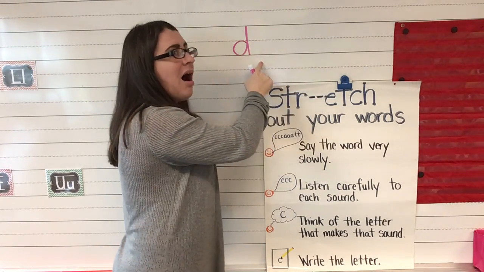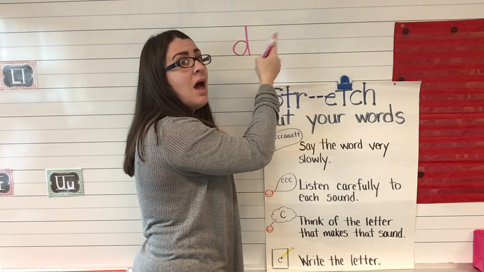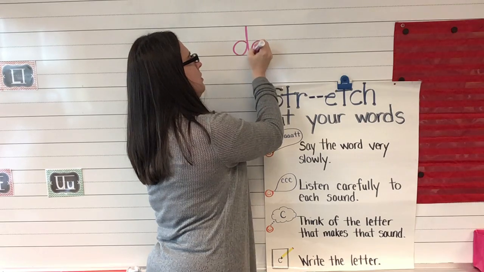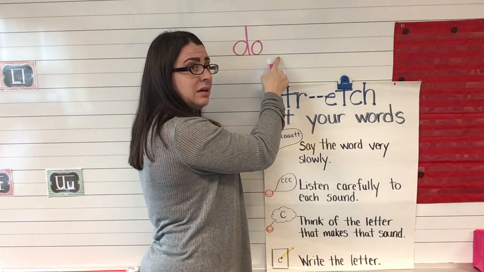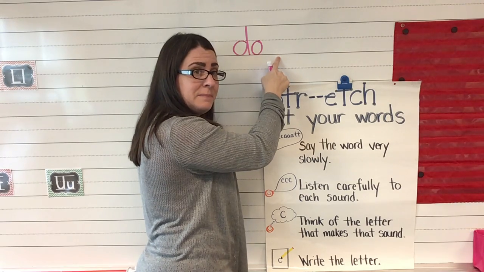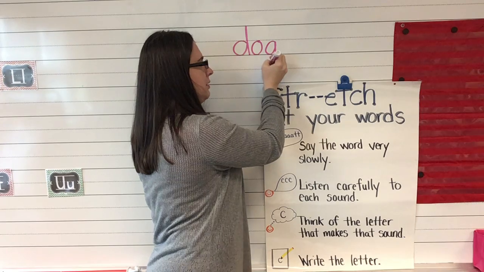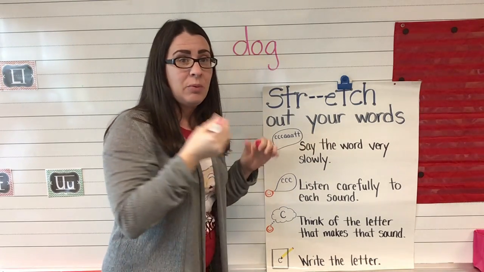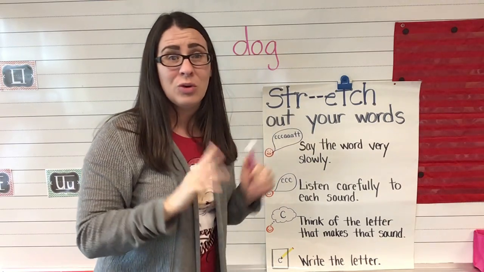Dog. Ah. What letter makes the sound ah? O. D-og. G. What says G? G. So I'd write the letter G. Okay? Now in this example, when I stretched out my word, I got every letter in the word correct.